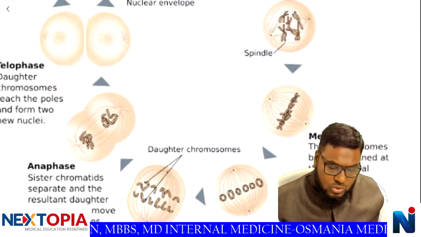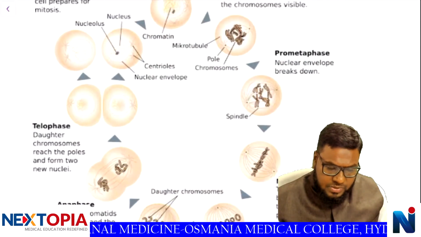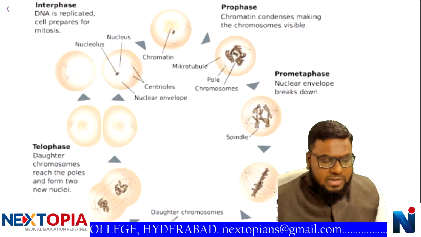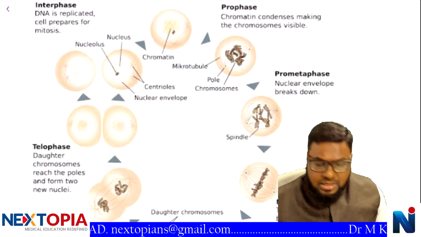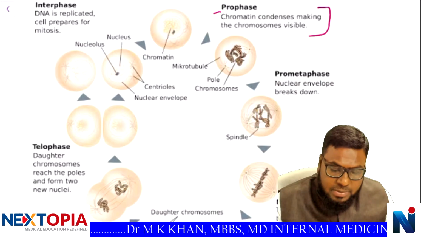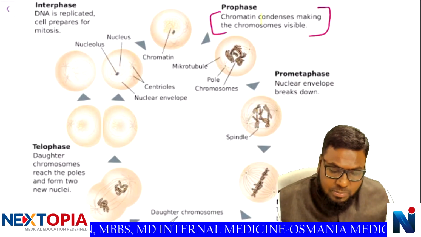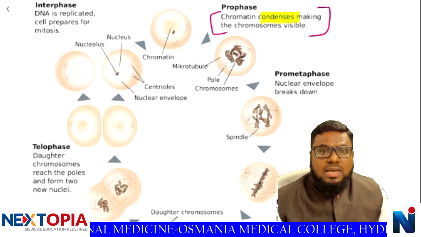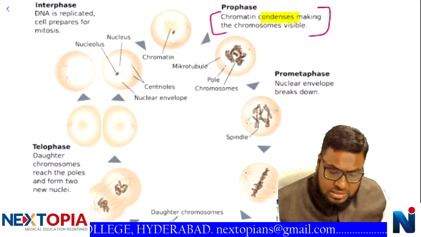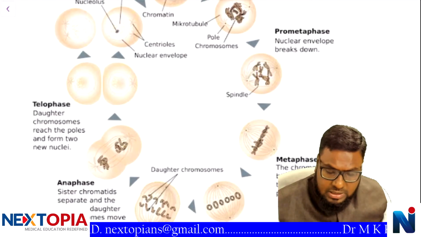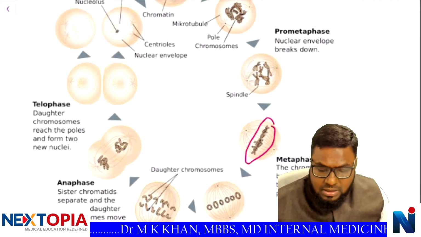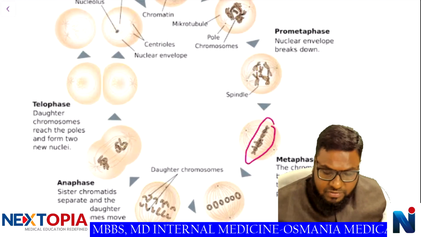All right, so to summarize, we have an interphase where DNA is replicated and preparation for cell division occurs. Then we have prophase. In prophase, what happens to chromatin? The chromatin becomes more dense. We call it condensation of chromatin, which is seen in prophase. Then we have metaphase, where the chromosomes line up in the center at the level of the equatorial plane. We call it metaphase.